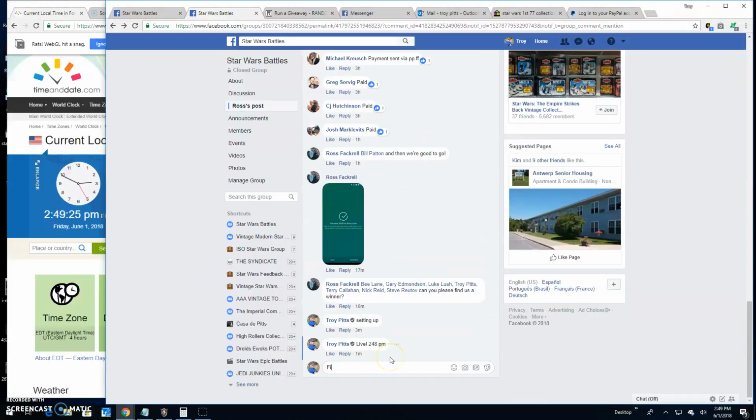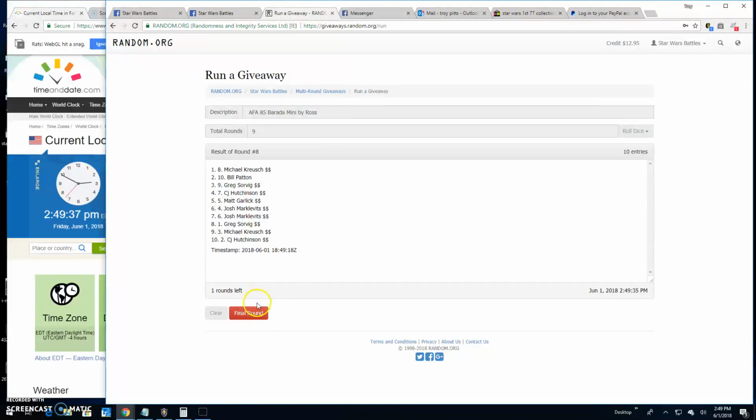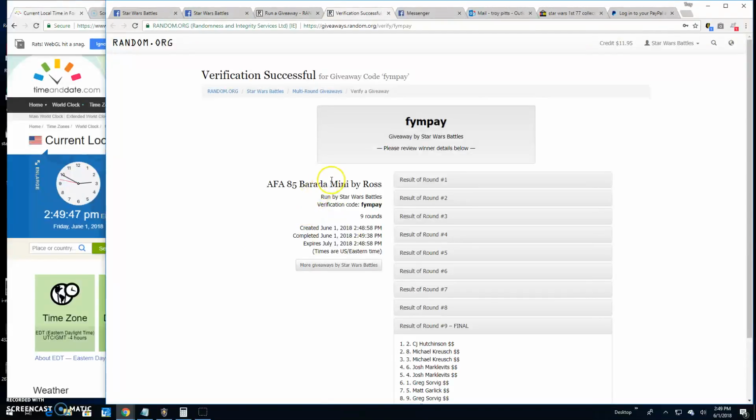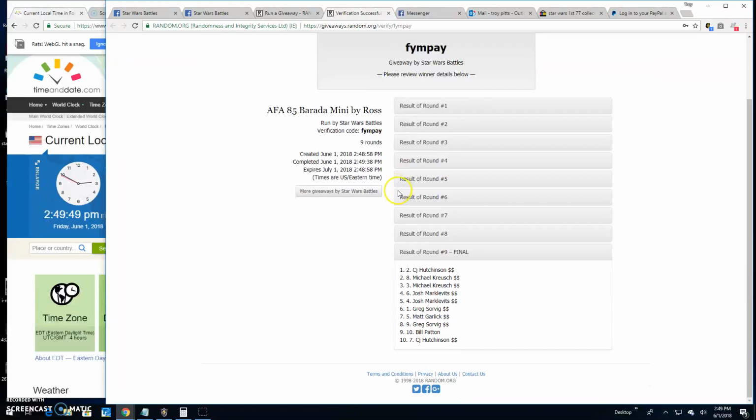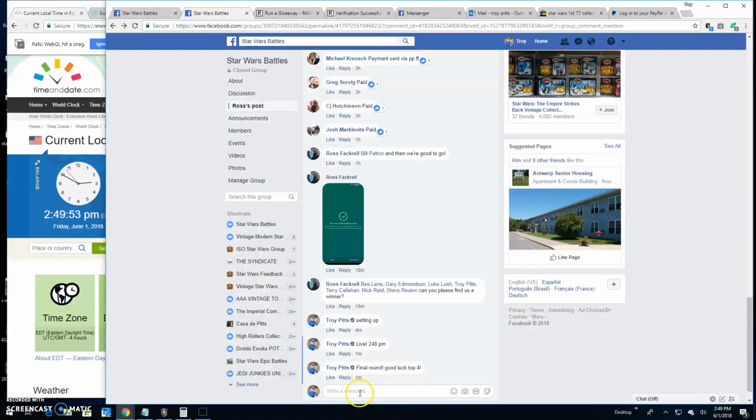It's going to take us to the most important round of the day, the final round. So good luck, top 4. 249. Your top 4 are CJ line 2, Michael lines 8 and 3, and Josh line 6. There they are, top 4. Verification is FYMPAY. There they are, 2, 8, 3, and 6, your winners. Head on over to the main, because we're done here.